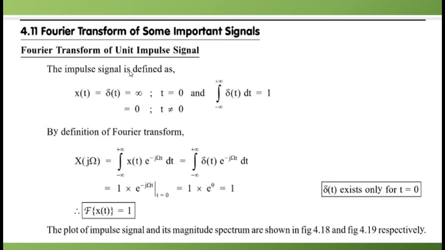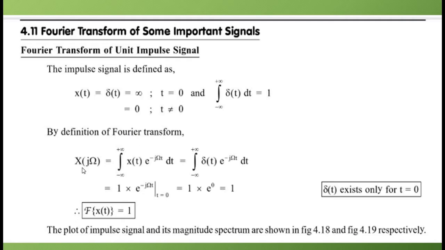A unit impulse signal can be defined as x of t is equal to del of t, which is infinity for t equal to 0 and 0 for other places of t not equal to 0. Simply, we can define the del of t signal as integral minus infinity to plus infinity del of t dt is equal to 1. So this is what we are going to use for finding the Fourier transform of this particular signal.